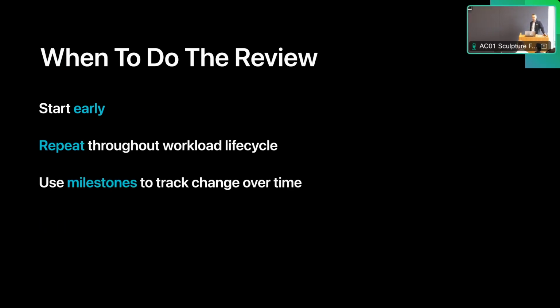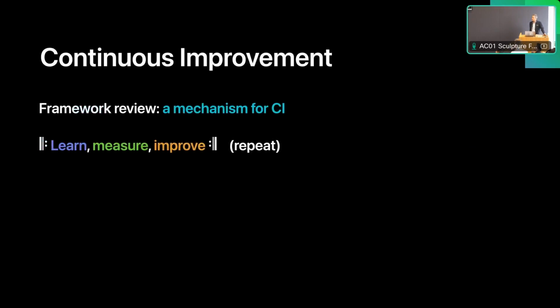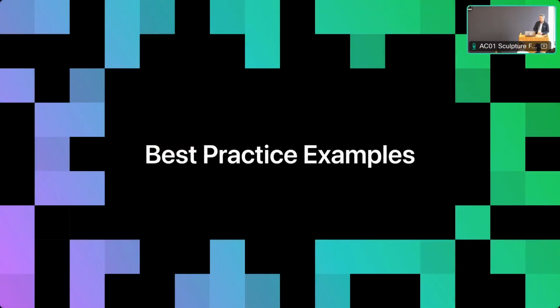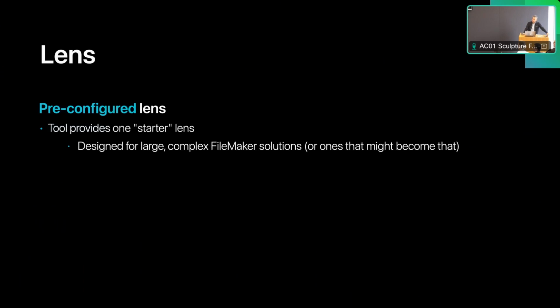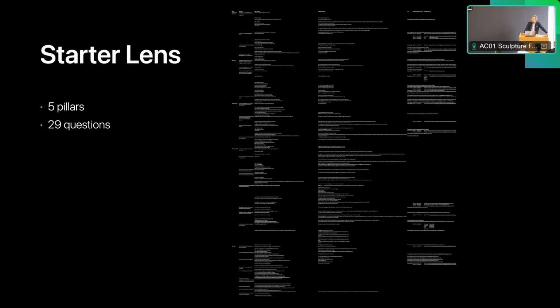And then after each review, you can create a milestone to track changes over time. And because the idea is that you would periodically repeat this, it can be thought of as a mechanism for continuous improvement. Right. So we learn what the best practices are, we measure our solution, then we improve it, and then we repeat. Okay. So for the rest of the session here, I'm going to dive into some best practice examples. Remember I said that the tool is going to come preloaded with a starter lens. So there it is.